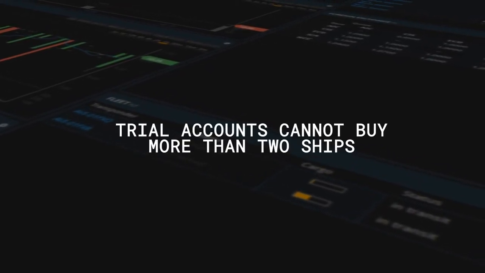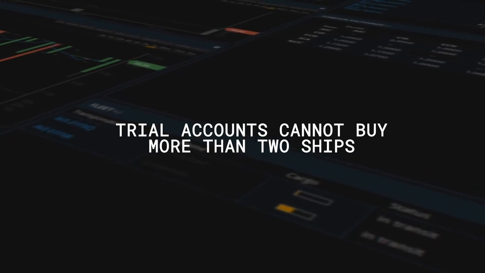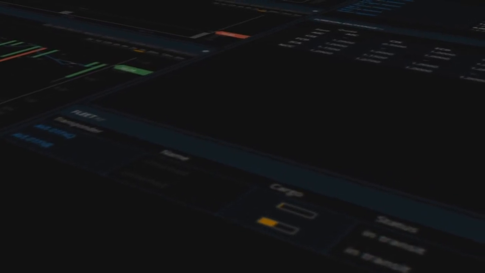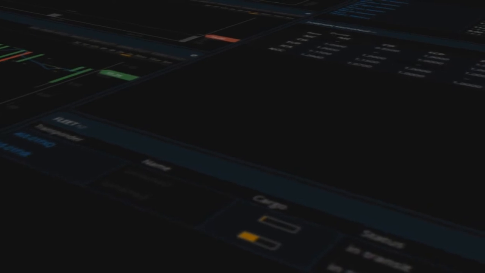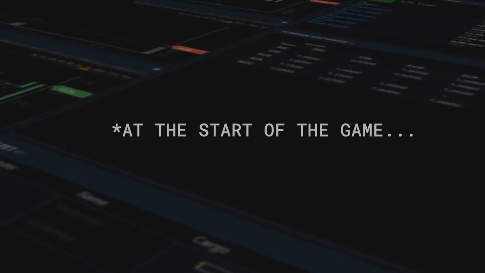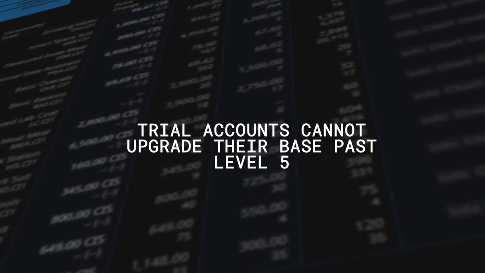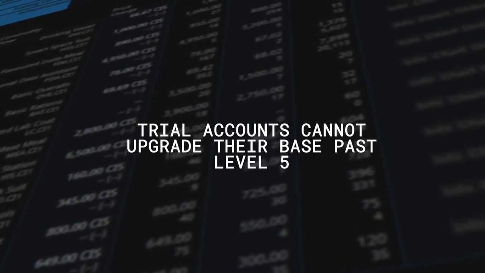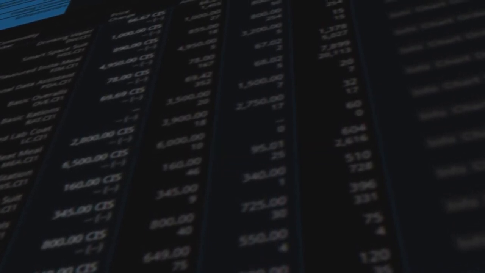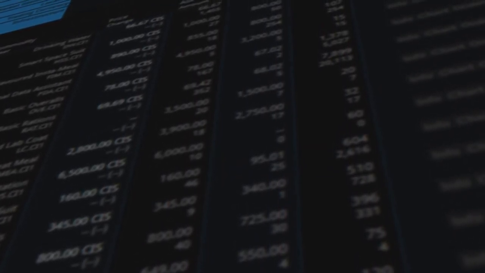There are two last components I'll touch on, and yes, these are probably the most pay-to-play points in the game. One, trial accounts cannot buy more than two ships. However, my argument to that is that ships cost an obscene amount of money. They cost multiple millions to build, and on average, you can only make about $3,000 to $4,000 in currency a day. So do the math, you're not buying a ship anytime soon. Two, you cannot upgrade your base past level 5. Well, considering I'm on level 2 and I've been playing this game for over a month, I'd say that if you get to level 5, you're heavily invested in this game.